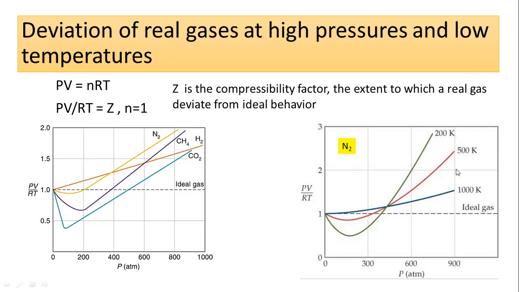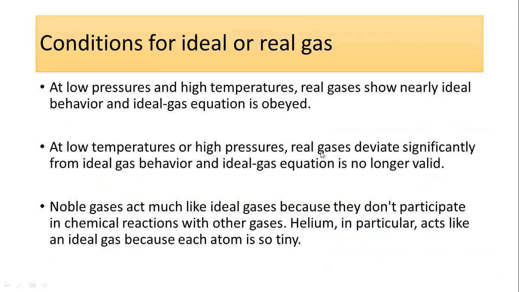So this is the second factor we have discussed over here: the deviation from the ideal gas at higher pressure and low temperature. Now I'm going to conclude. The condition for ideal or real gases: at low pressure and high temperature, real gases show nearly ideal behavior, and the ideal gas equation is followed. I have explained these conditions before.